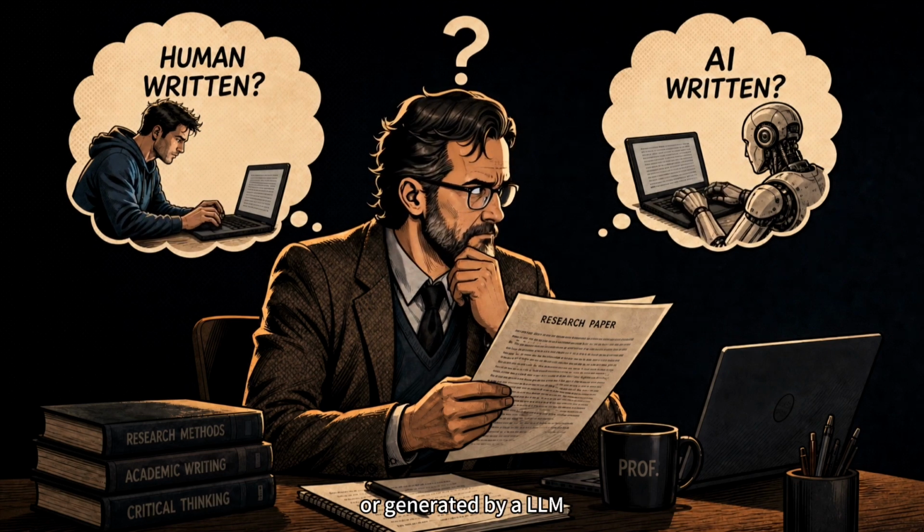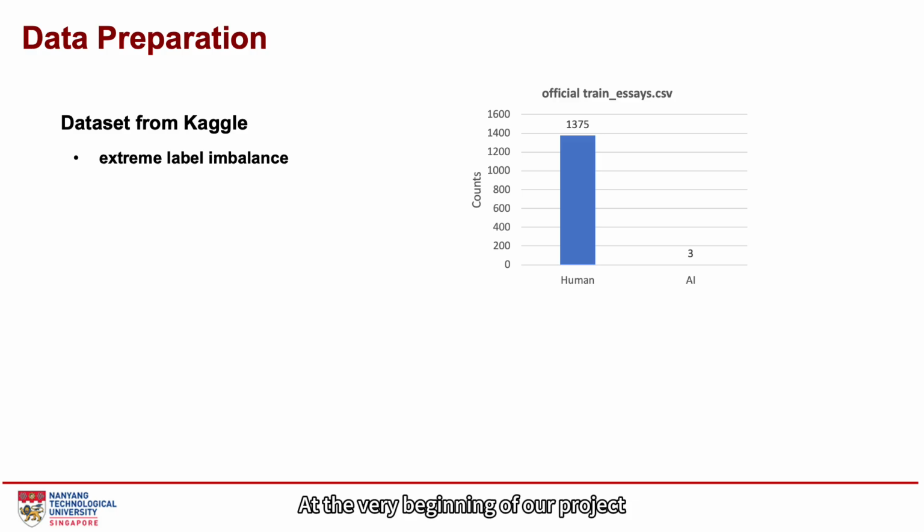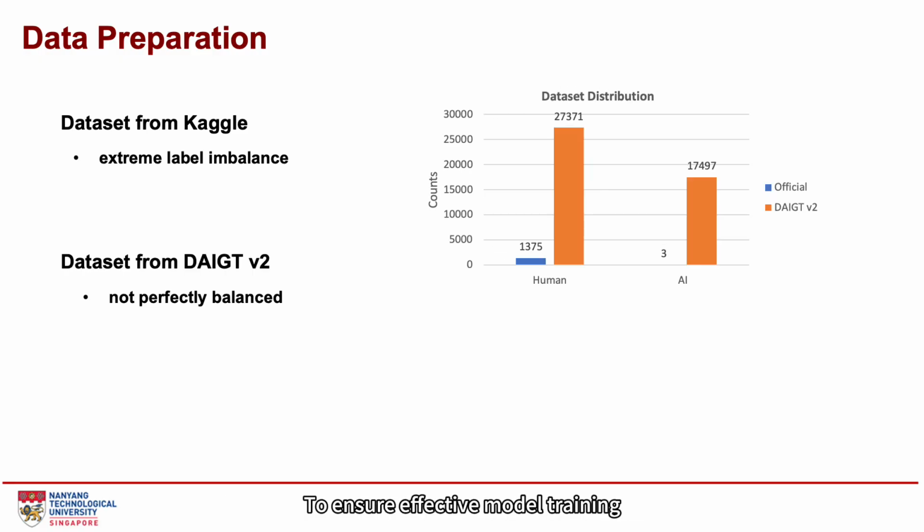language model. At the very beginning of our project, we encountered a roadblock: extreme label imbalance. In the official training set, out of 1,378 essays, only 3 were AI generated. It is functionally impossible for a model to learn useful classification features from such data. To ensure effective model training, we adopted a high-quality external dataset known as DAI-GTV2.